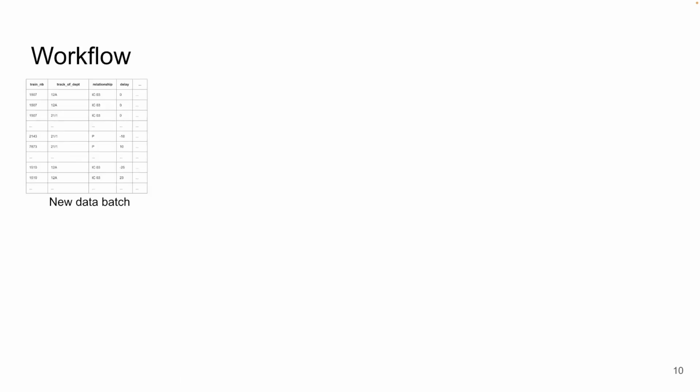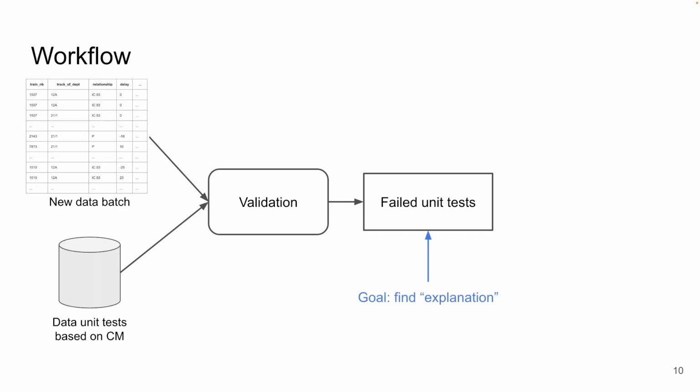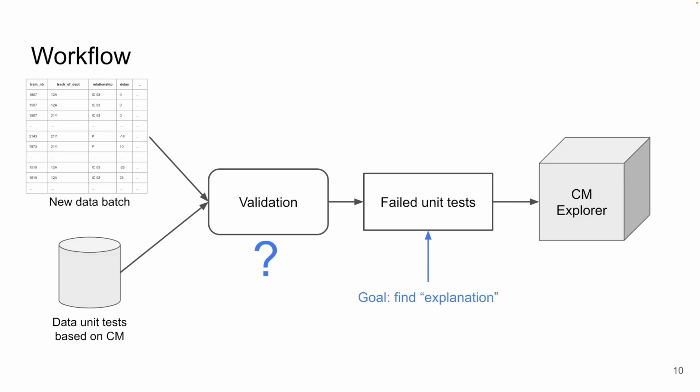For this tool, we'll be using the following workflow. When a new batch of data enters, the system uses the data unit tests based on conditional metrics that we have already trained and modeled to validate this new batch. This will give us a set of failed unit tests, and the goal for these unit tests is to find a good explanation for all of the errors in the batch. Now, this is not as trivial as it seems, because these errors are often highly correlated, and with conditional metrics you often get a lot of errors. So that's why we'll be using the Conditional Metric Explorer to make more sense of these failed unit tests using user feedback.